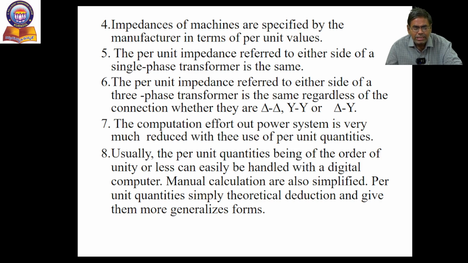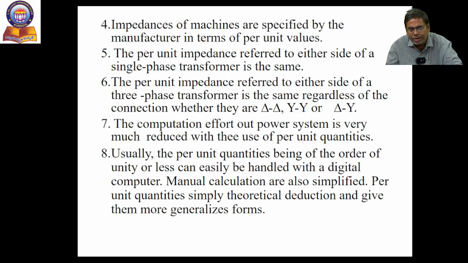The impedances of the machines are specified by the manufacturer in terms of per unit values. The per unit impedance referred to either side of the single phase transformer is the same. That fifth point is most important. The per unit impedance of the transformer is the same whether referred to the primary side or to the secondary side.